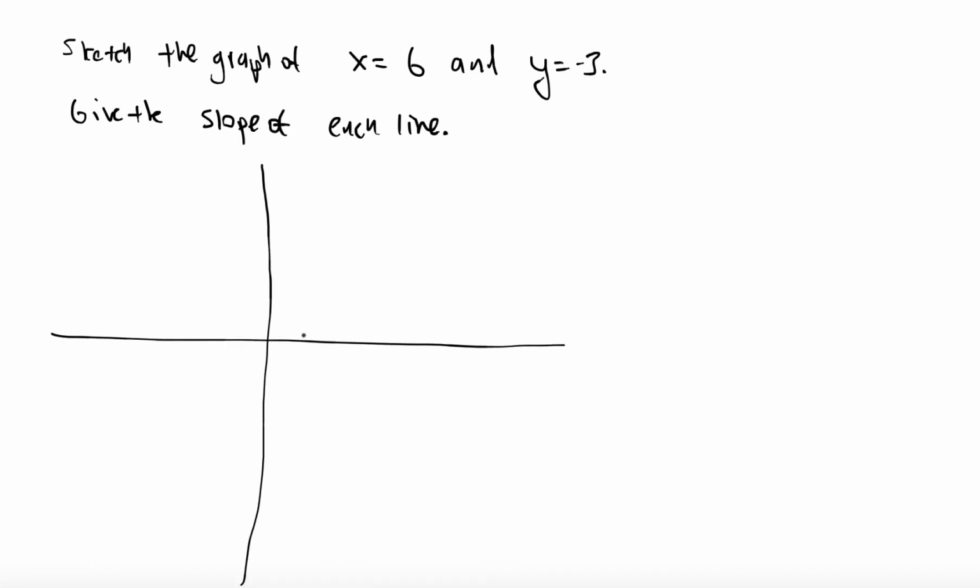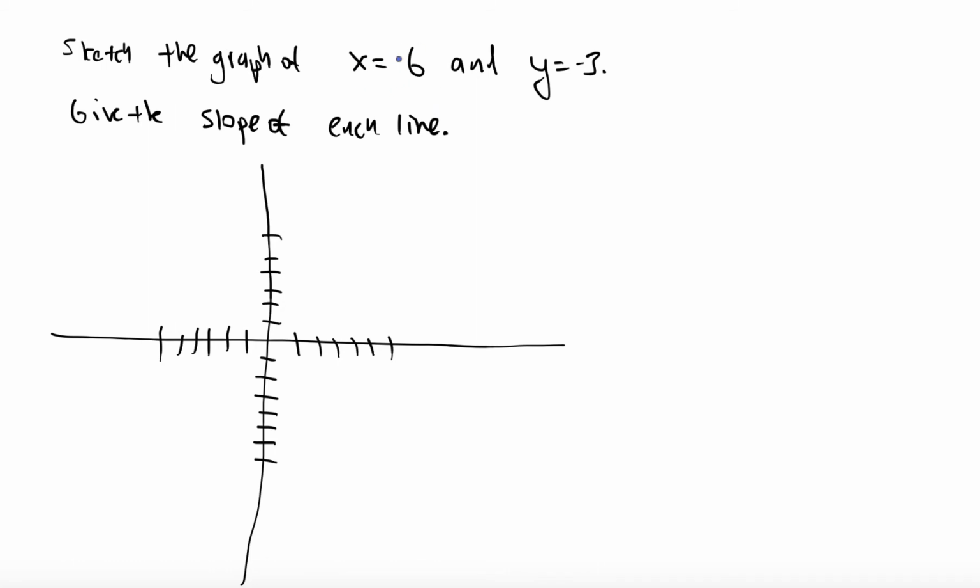So we'll just draw our xy plane here. We'll just draw our hash marks. And let's take a look. What is the first line there? The first line is given by the equation x equals 6. Well, you notice that there's no y in this equation, right? That's sort of what we're maybe used to, right?